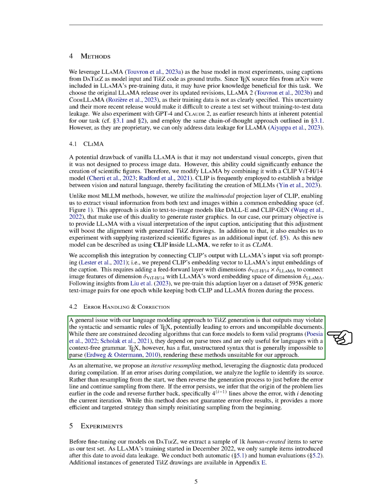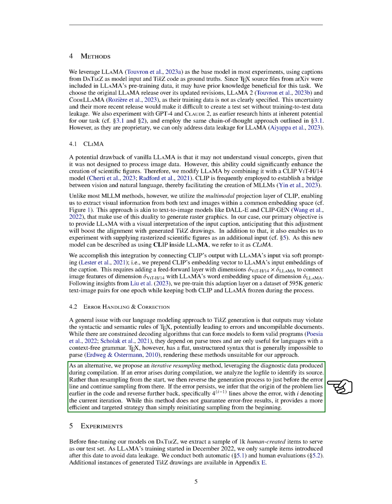One general issue with our language modeling approach to generation is that outputs may violate the syntactic and semantic rules of the language, potentially leading to errors and uncompilable documents. To address this, we propose an iterative resampling method, leveraging the diagnostic data produced during compilation. If an error arises during compilation, we analyze the log file to identify its source. We then reverse the generation process to just before the error line and continue sampling from there. If the error persists, we infer that the problem lies earlier in the code and reverse further back.